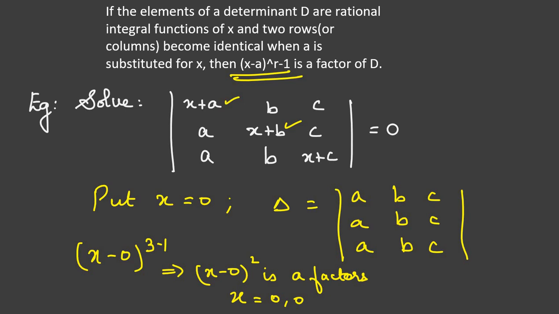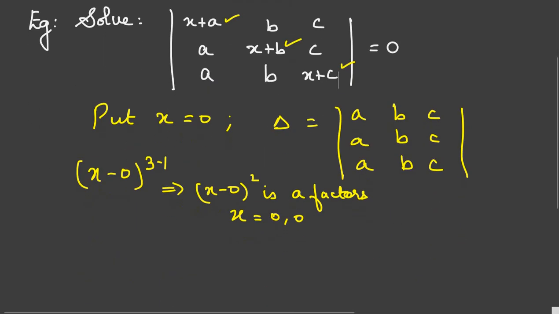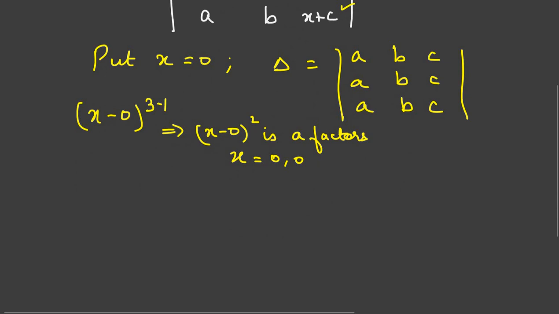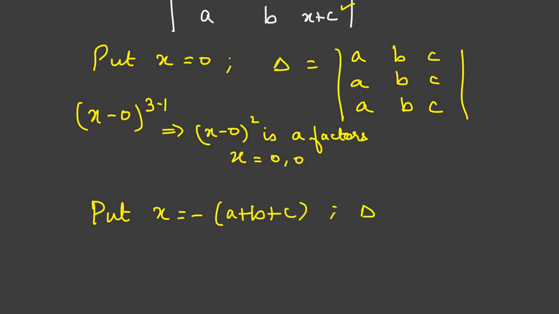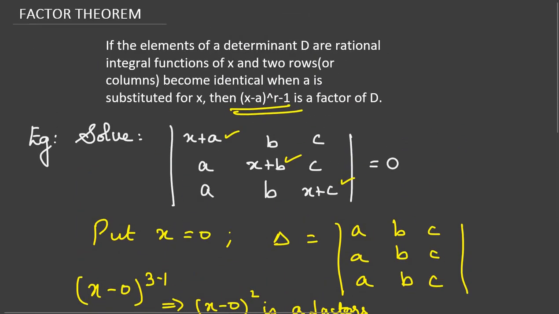But here in the principal diagonal the degree is equal to 3. There must be one more factor here. So on substituting again, put x is equal to minus of (a plus b plus c), then also delta becomes 0, and therefore the roots of the equation for x are x is equal to 0, 0, minus of (a plus b plus c). So this involves the factor theorem.